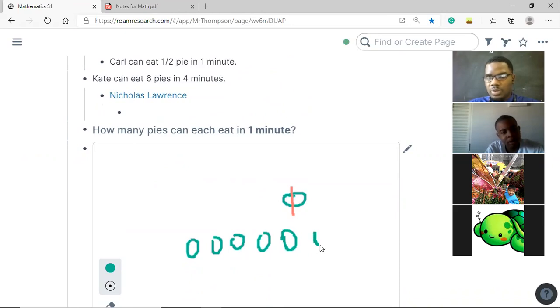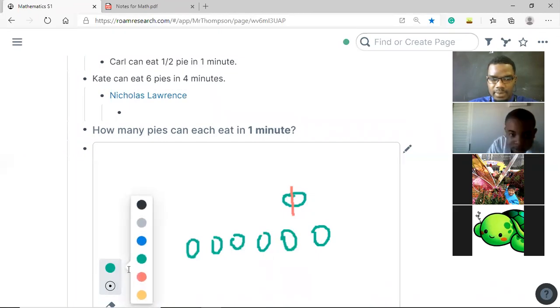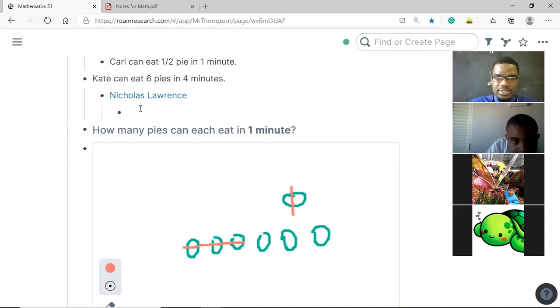Nicholas, we have 6 pies, right? Now tell me, cut half of these pies. How many pies do we have left? We have 3. Okay, so let's write that. So Nicholas says Kate can eat 3 pies, right? In 2 minutes, exactly. Let's do one more.